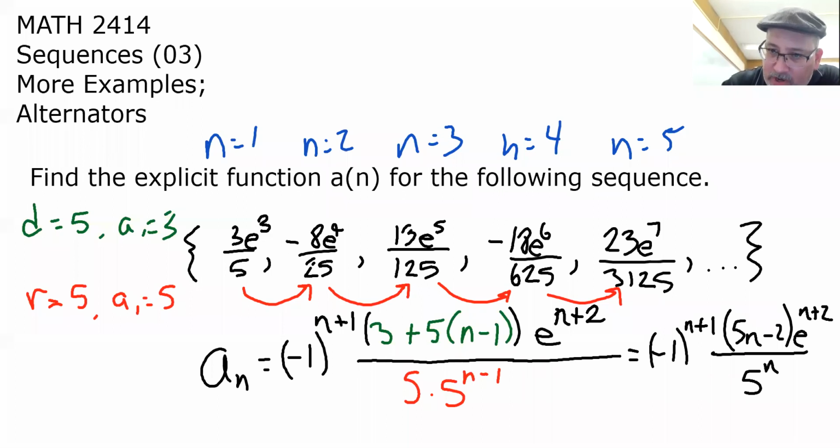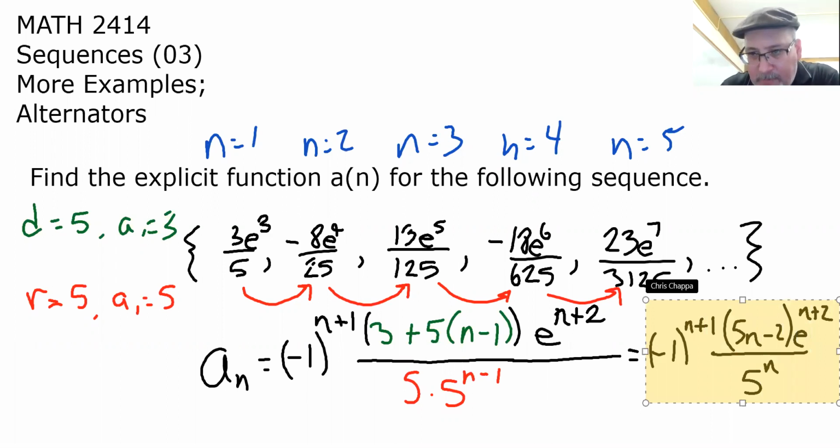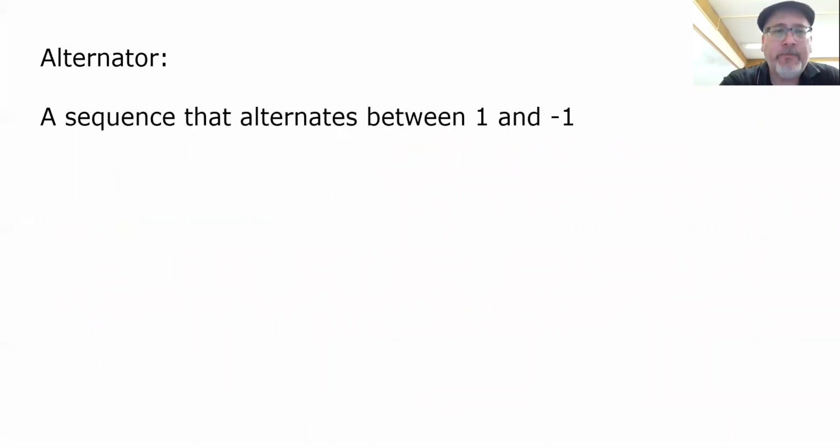There are some ways to manipulate this to look a little bit less sloppy by combining all the exponents and doing a little bit of shenanigans, but we're not going to worry about that. As long as you can capture each changing piece of the sequence, whether it's an arithmetic, geometric, or something else, then you're okay. But I want to talk a little bit more about what I call alternators. An alternator, honestly, is just a sequence that alternates between 1 and negative 1. So really, it's just a sequence.